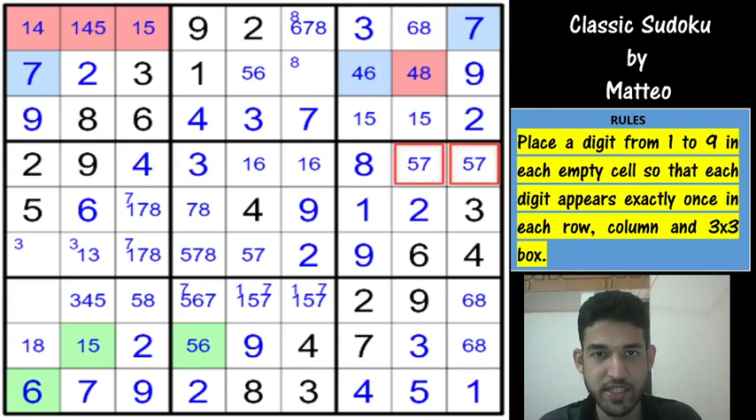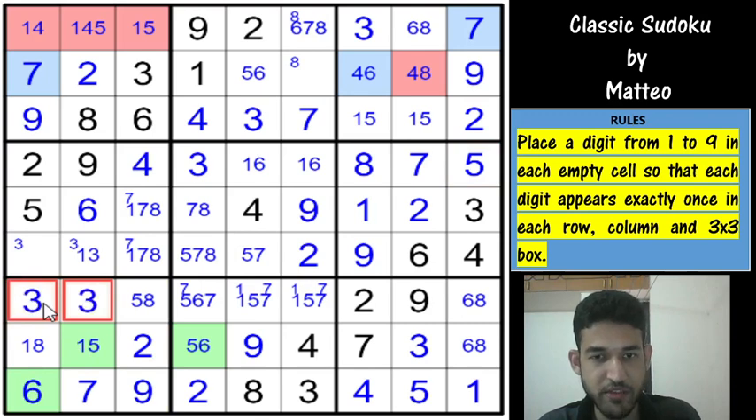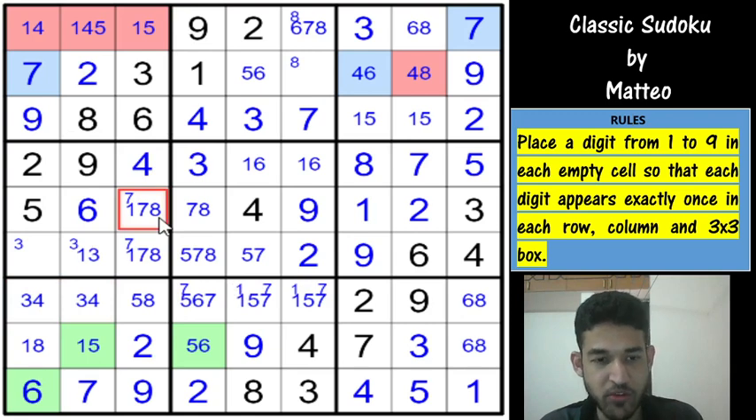I can resolve the 5, 7 pair now. So this is a 7, this is a 5 and 1, 5, 8, 2, 6, 7, 9. So these two cells must be 3, 4. Oops. These two cells must be a 3 and a 4. Can I resolve that? Not it. So 1 is removed from here because of the 1 here.